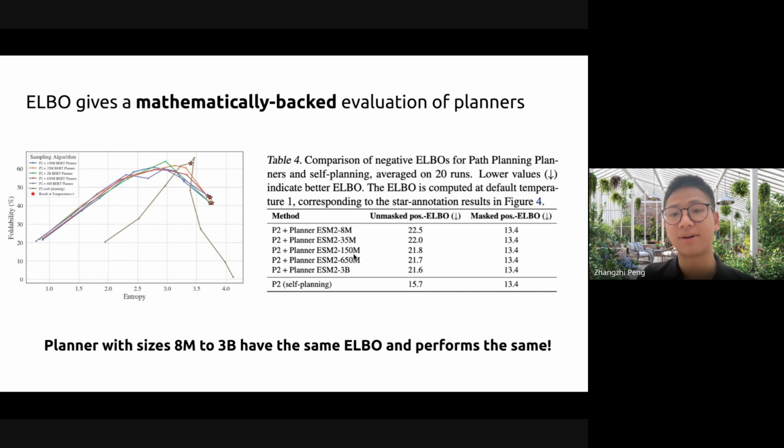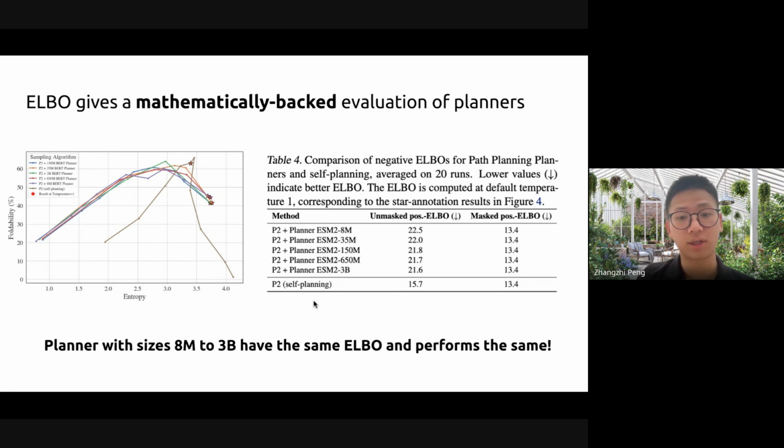This is very interesting. What it tells you is you actually don't need a powerful planner to do sampling. Maybe just use the 8 million model to guide your mask diffusion model. And you can see on the figure on the left, all the curves here are basically the BERT planning, and they all exhibit the same scaling curve, right? You tune the temperature, you have different entropy, and you see the foldability scale up and down. Regardless of the size, it has similar performance across the different temperature and entropy.